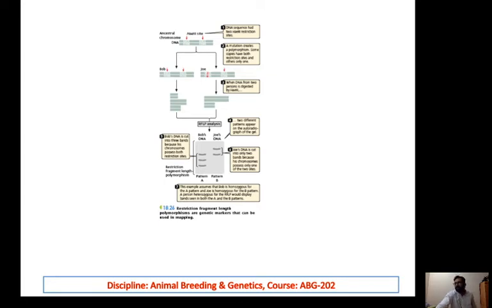Another technique is RFLP, restriction fragment length polymorphism, and similar to that is AFLP, amplified fragment length polymorphism. Here we use certain enzymes and cut the DNA with the enzyme, then use certain linkers. I will explain it in the practical part, and then amplify them. After amplification, we get certain markers, and those markers are used in different types of studies like breed identification, parentage identification, and many more.